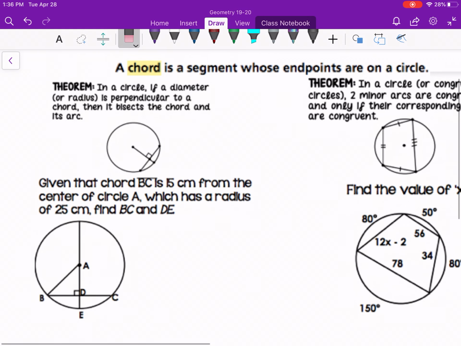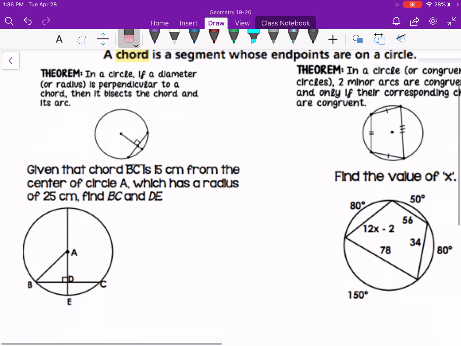So we're going to take a look one theorem at a time. Again, your target's going to be just like this, so I really think you guys are going to rock it out. It says, in a circle, if a diameter or a radius is perpendicular to the chord, then it bisects the chord and the arc. So that means that if the chord and the radius make a right angle, this piece is congruent to this piece, and this half of the arc is congruent to that half of the arc. So let's take a look at our first example.